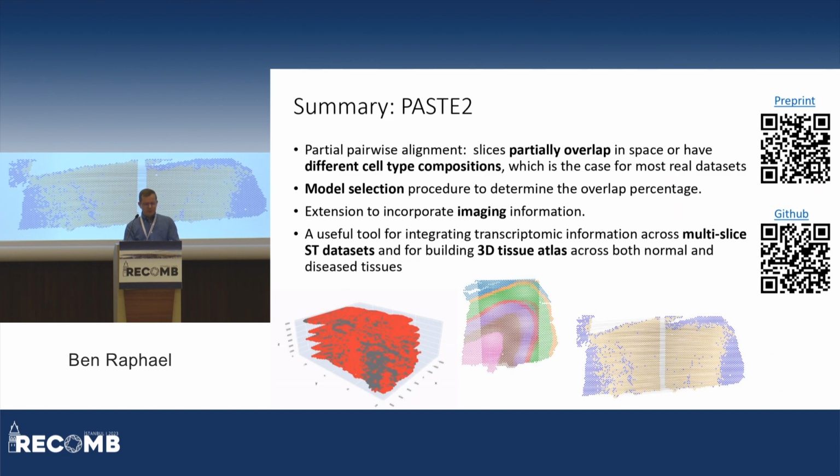All right, so in conclusion, I showed you this new approach that is really all about getting these partial alignments, which for many data sets, as we've run this on many data sets, we see that the partial aspect of the alignment is really quite important due to just the geometry of the tissues, due to the different cell composition. Depending on how far apart the slices are in space, the cell type composition can change quite dramatically. There is a model selection procedure to actually try to get this overlap percentage, incorporating image information when available, and we hope that this will provide a useful tool for doing this sort of multi-slice integration across various spatial transcriptomics data sets and building these 3D atlases in tumors and in normal tissues.